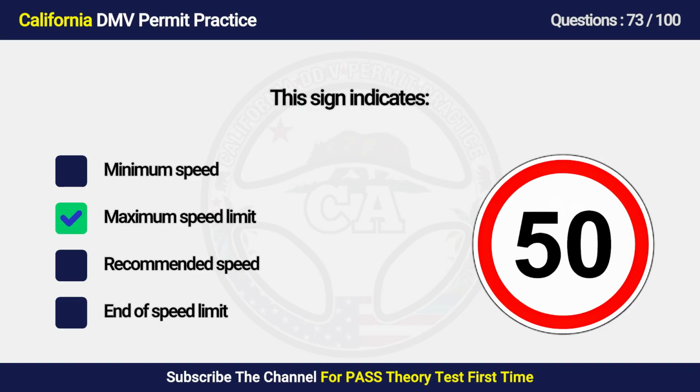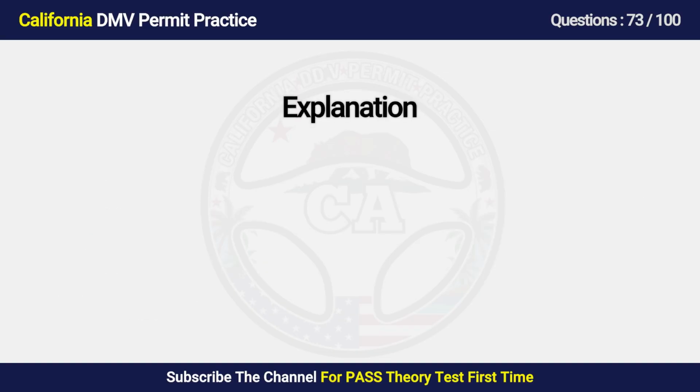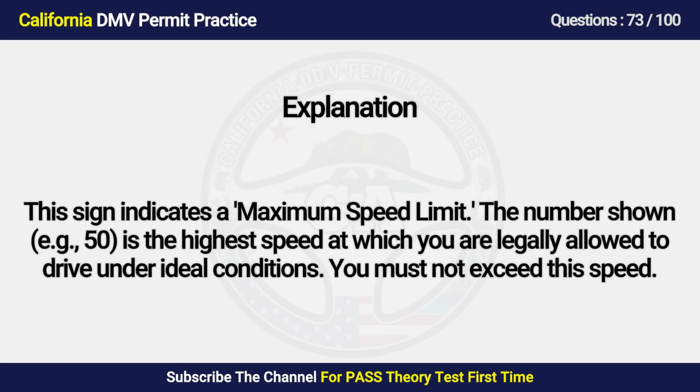Answer is B, maximum speed limit. This sign indicates a maximum speed limit. The number shown, e.g. 50, is the highest speed at which you are legally allowed to drive under ideal conditions. You must not exceed this speed.